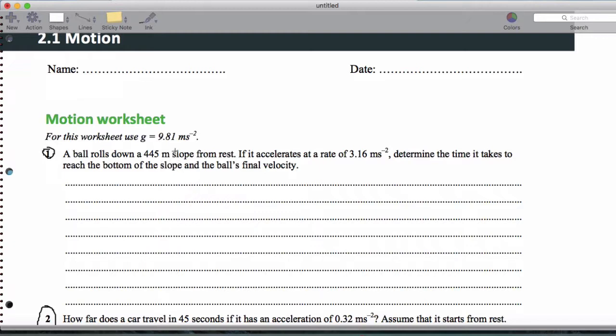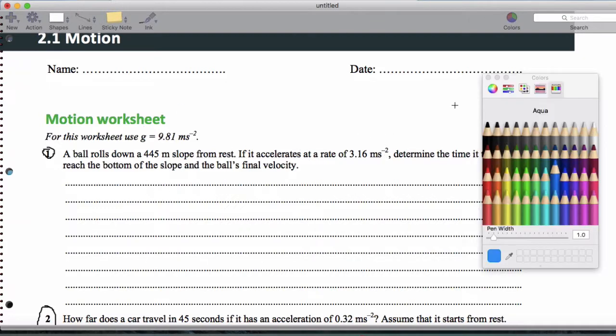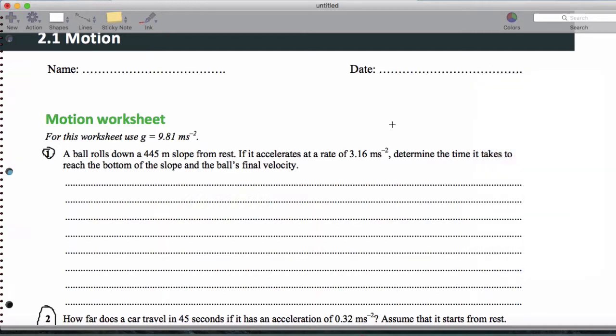We have a ball rolling down a slope. It's got an acceleration, and we want to know the time it takes to reach the bottom of the slope and the ball's final velocity. So what I'm first going to do is go into the data booklet and get the equations that we need, which are going to be v squared is u squared plus 2as, v equals at plus u, and s is ut plus 1/2 at squared.